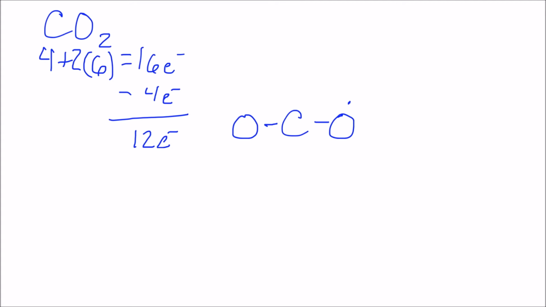So we got 1, 2, 3. Notice how I'm not partnering them up yet. I did 1 on each side of oxygen first, and then I'll come back around and give it a partner. So we got 1, 2, 3, 4, 5, 6. Now this oxygen, 7, 8, 9, 10, 11, 12. Okay, so we just used up our 12 electrons, and we have no more left over.